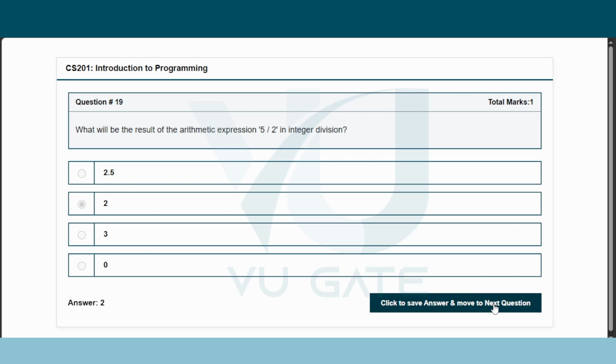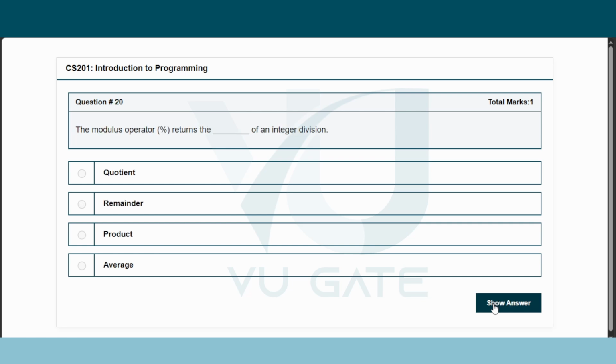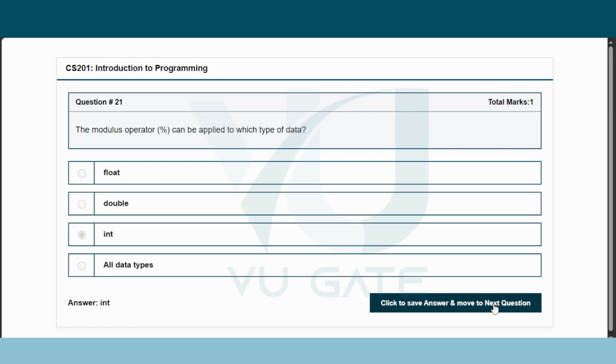Next up is question 20. The modulus operator, which is the percentage sign, returns the blank of an integer division. The correct answer is remainder. Let's look at question 21. The modulus operator can be applied to which type of data? The correct answer is int.